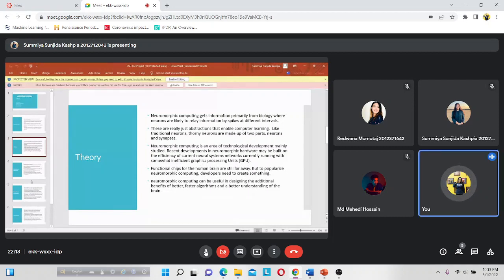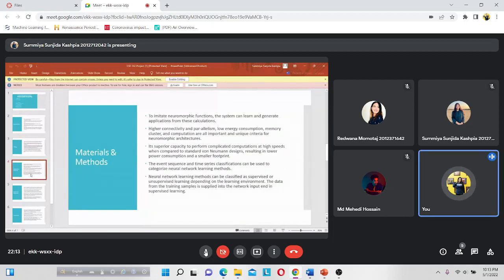In materials and methods, we can see that the system can learn to generate applications from these calculations in order to mimic neuromorphic functions. Hardware and equipment support systems and applications, as well as neuro-inspired models, algorithms and learning approaches, are all examples. Also, higher connectivity and concurrency, low energy consumption, and memory clusters are all important and unique criteria for neuromorphic architecture. Compared to a typical von Neumann system, it has a higher capability for doing complex computations at high speeds, resulting in lower power consumption and smaller footprint.